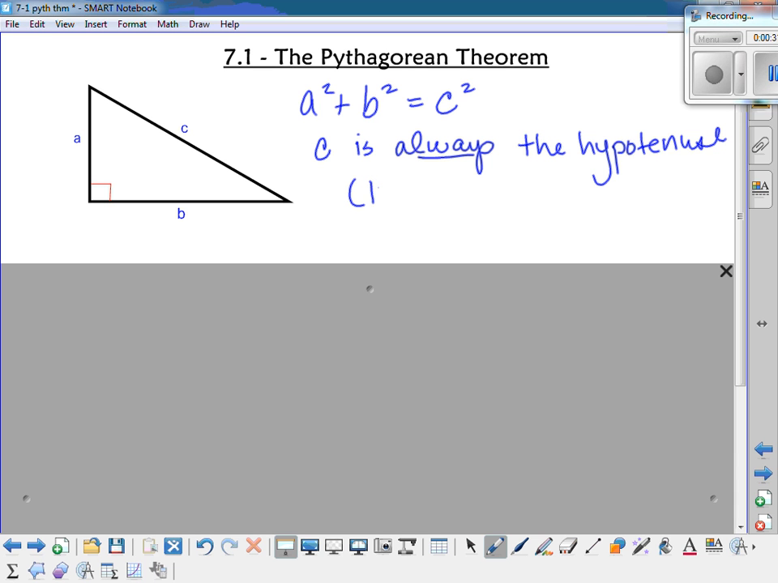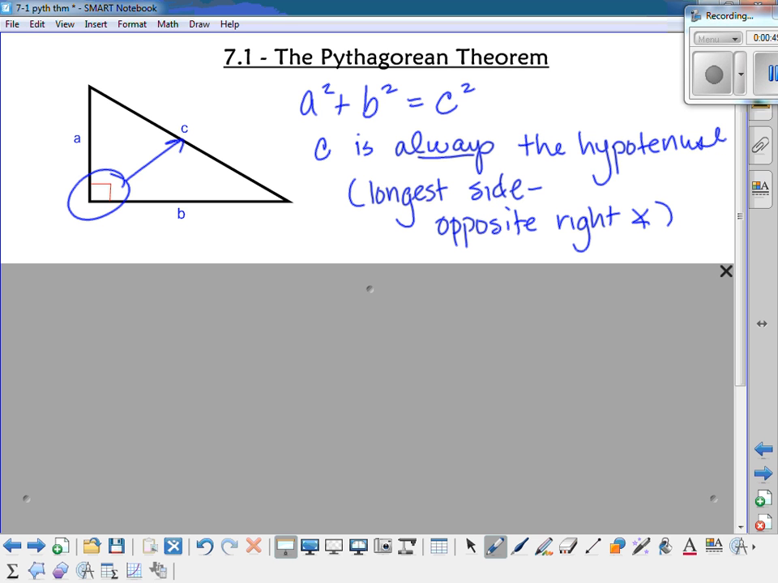Which is the longest side. And it's opposite the right angle. So in my picture, there's the right angle. C has to be opposite.